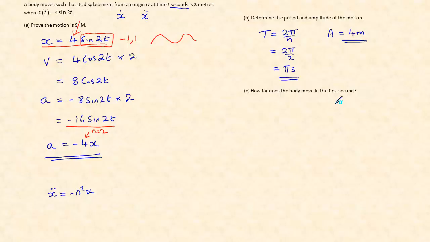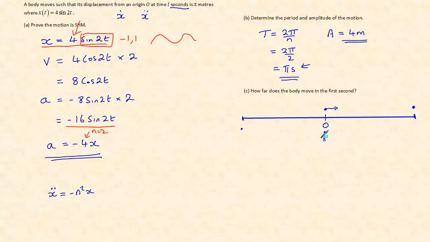How far does the body move in the first second? Well, let's think about that. So if these are the extreme points, and this is the mean position, when t is 0, sine of 0 is 0, so x is 0, so our body is going to start here. And if we look at the expression for v, that's going to be initially positive, so it's going to go this way to start with, until it gets out to here. Then it will come all the way back over to here, and then back to the middle position. And all of that takes pi seconds.